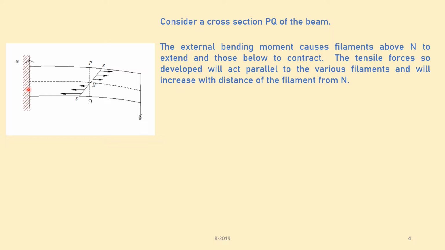The external bending moment causes the filaments above the neutral filament to extend and those below to contract. The tensile forces so developed will act parallel to various filaments and will increase with the distance of the filament from N. So, as I move away from N, the magnitude of these tensile forces increases. So, remember, the uppermost layer experiences maximum tensile force.